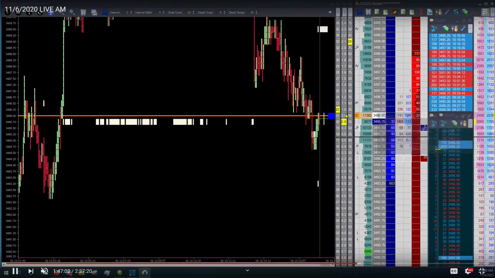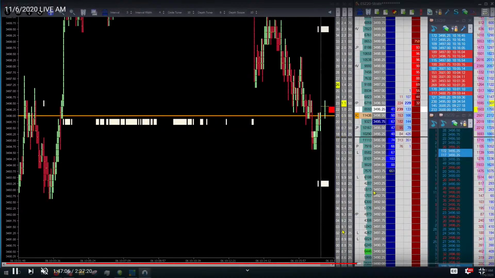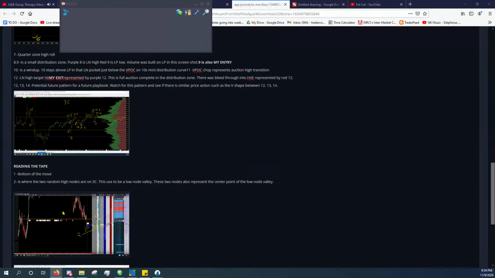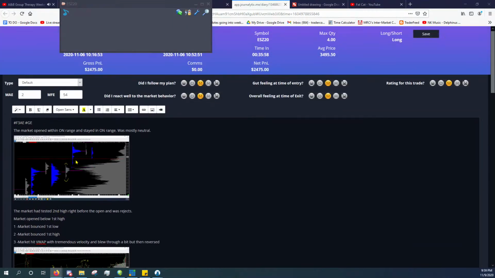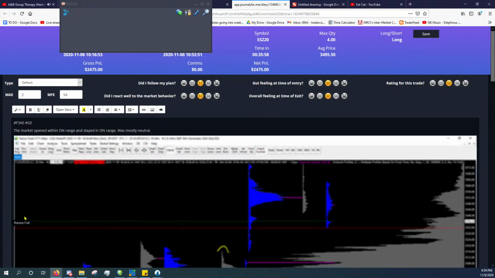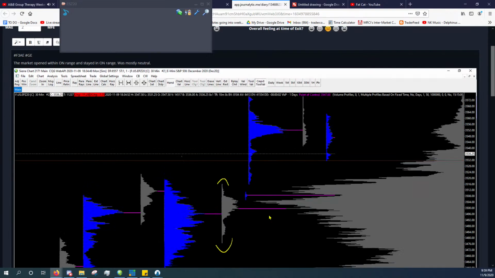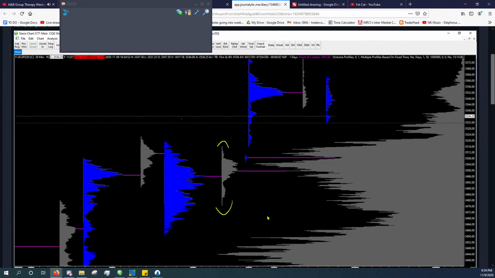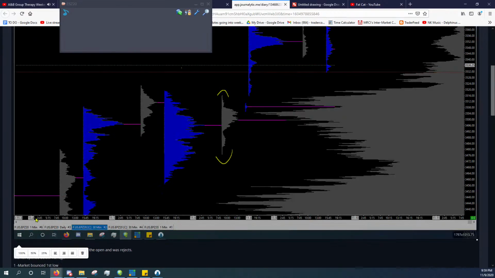Also, if you notice, there's an overnight point of control here, too. Actually, let's look at the bigger picture. I didn't even notice that. This happened at 96 even. Holy shit, we need to know that. That's important.